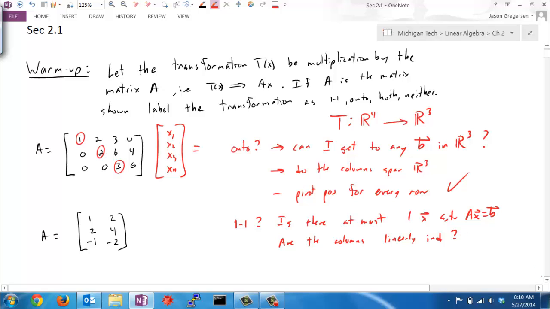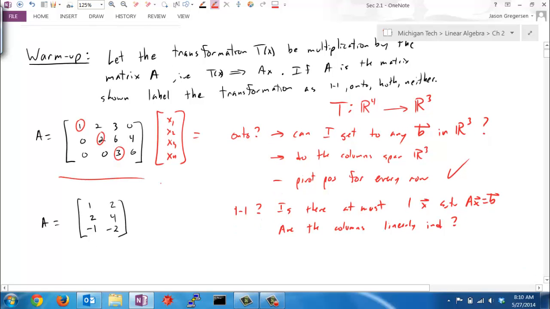And what's our visual way to check this one, to see if this thing is one-to-one? Column. Pivot in every column, absolutely. Is there a pivot in every column? Is that true for this one up here? I don't have a pivot for that fourth column. Okay, 4 columns, pivot here, here, and here. But there is no pivot in this column. So this is not one-to-one.